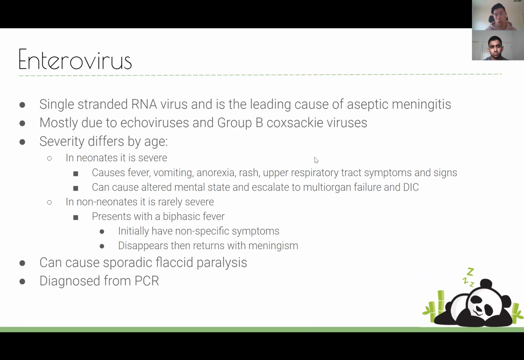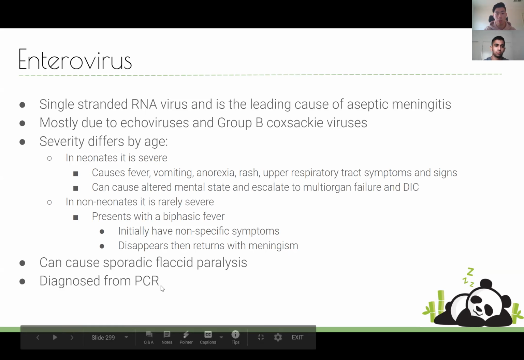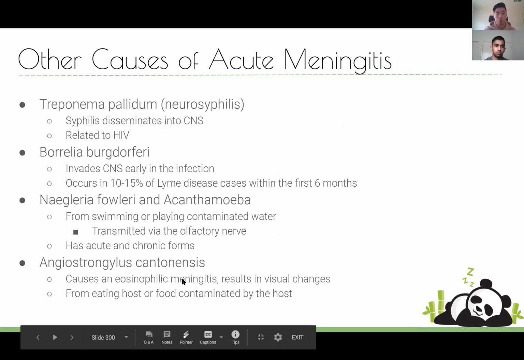Enteroviruses are single-stranded RNA viruses, the leading cause of aseptic meningitis, basically meningitis which doesn't have a bacterial cause, not necessarily non-infectious. These are group B Coxsackie viruses, which is kind of important. Echoviruses are a little bit less so, but they are there. It's not necessarily that bad in people who aren't babies, but in the babies or the neonates, it can be problematic, causing multi-organ failure. And it's diagnosed on PCR, as are most viruses.